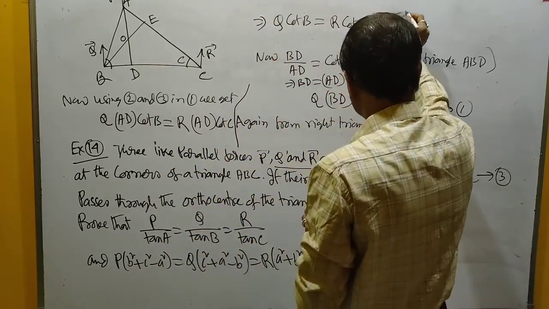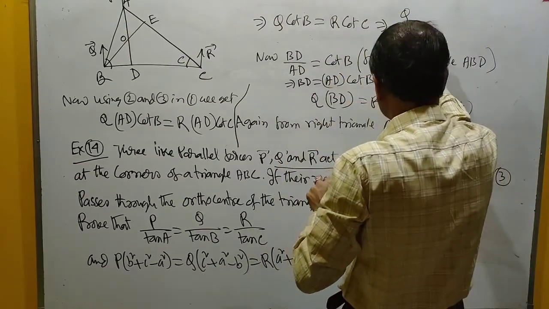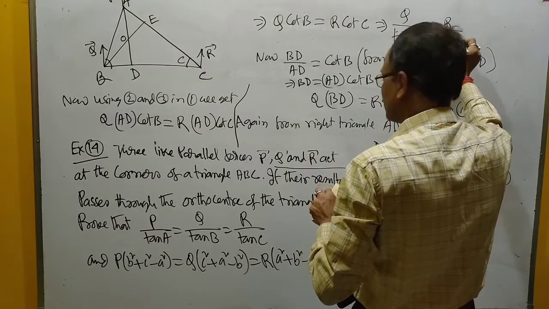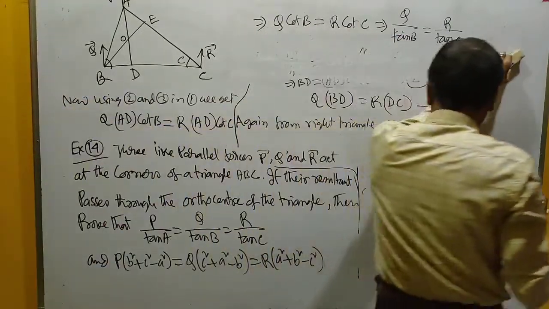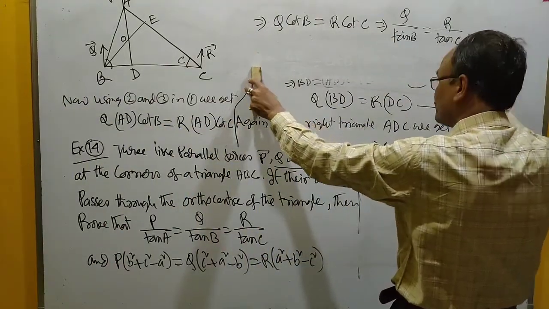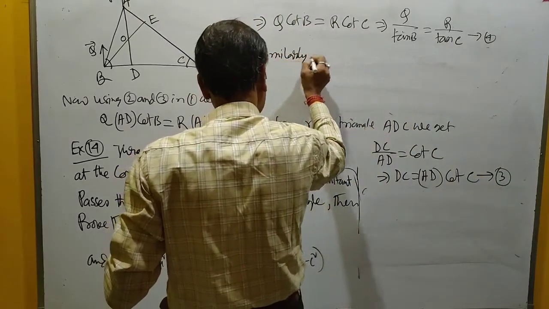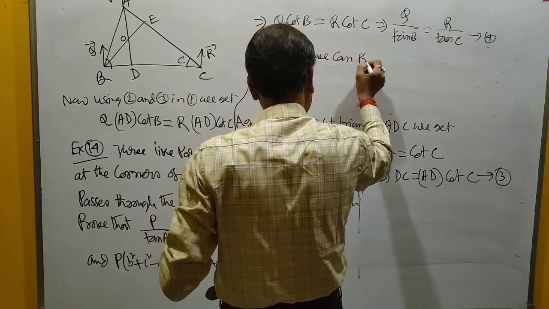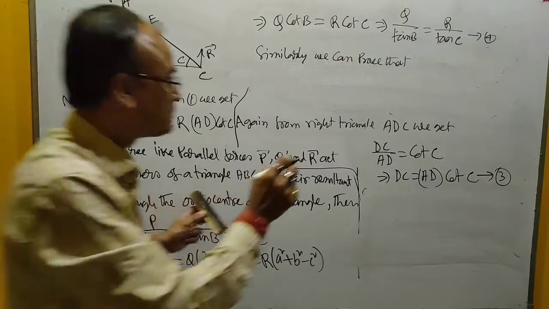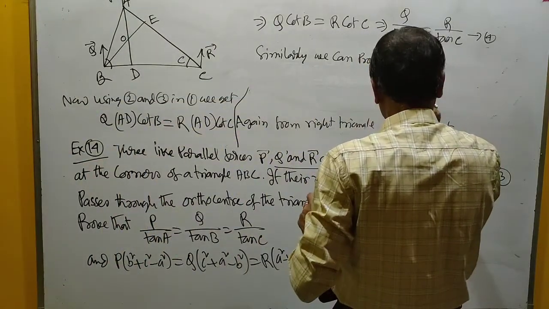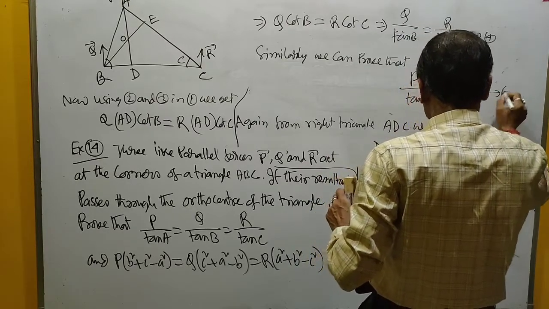This means Q by tan B equals R by tan C. This is number 4. Similarly, we can prove that P by tan A equals Q by tan B. Suppose this is number 5.